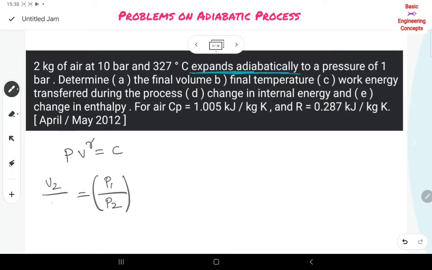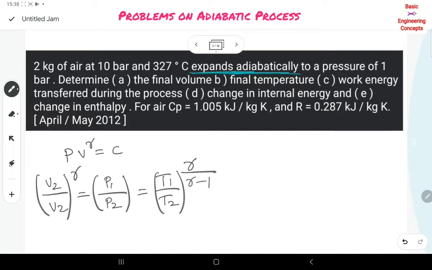V2 by V1, reversely, that is to the power of gamma. This side T1 by T2, just remember this, gamma by gamma minus 1. Everyone should remember this relation for the adiabatic process and polytropic process. This is the important relation for any problems related to the adiabatic and polytropic processes.